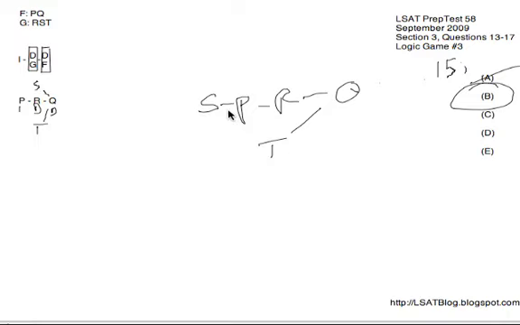T second could occur if S were the only one before it, so that's gone. T could be third if both S and P were before it and R and Q were after it. And T could be fourth if S, P, and R were all before it. So E's gone, leaving B for number 15.